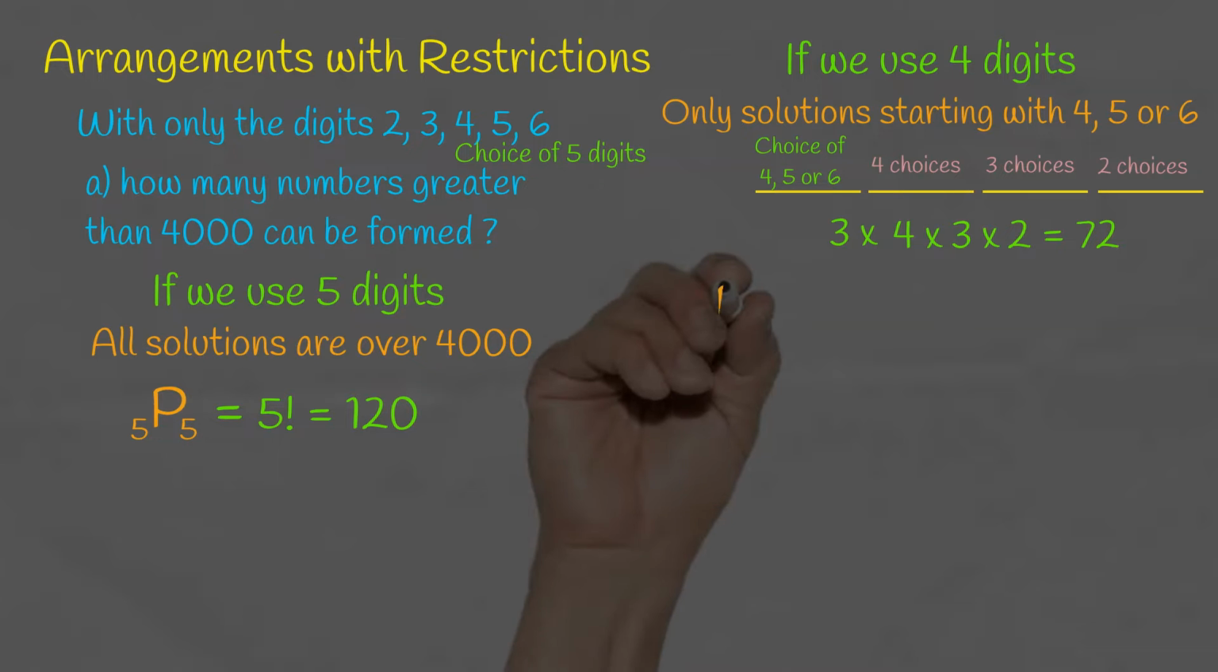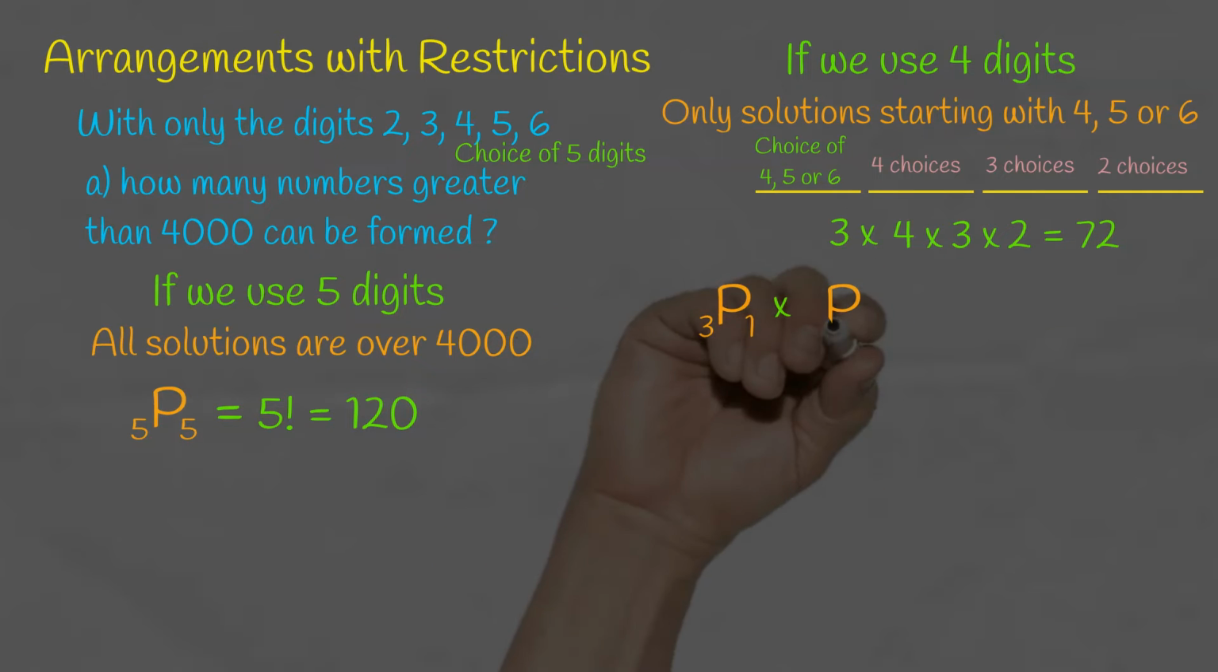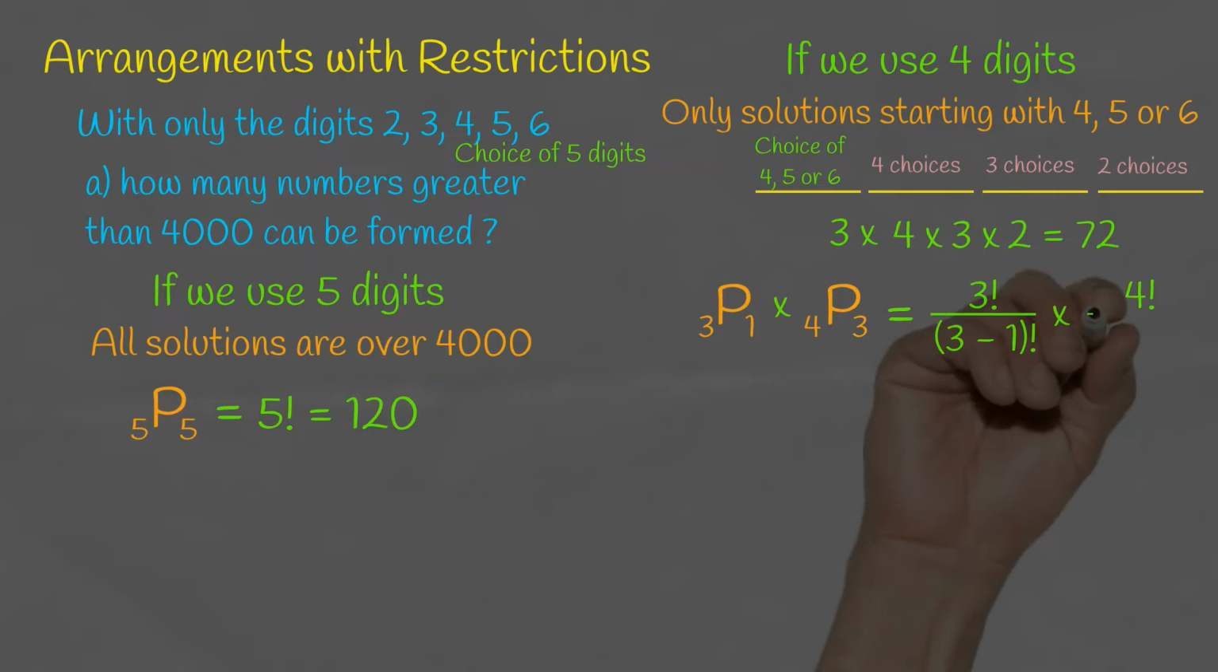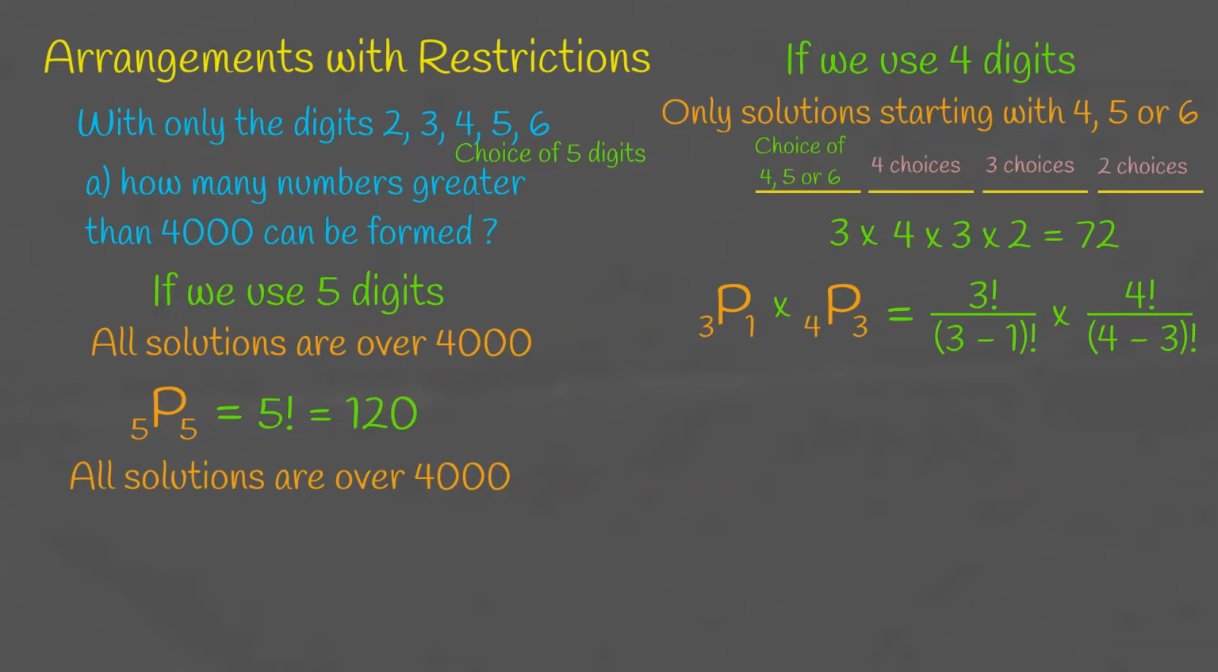If you prefer to use the equations, you can work it out that way, and it would be 3P1 times by 4P3. And if you work it out, you see you also get 72. Any number using 3 digits is going to be under 4,000. Therefore, all the solutions over 4,000 is equal to 120 plus 72, which is 192.